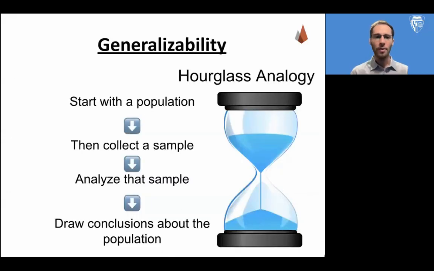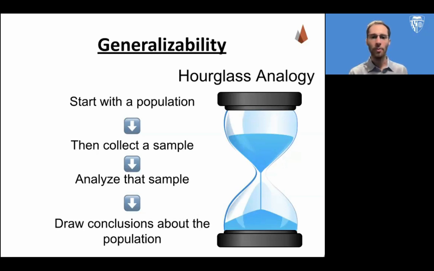Now we're going to talk a little bit about the concept of generalizability, or how we can actually derive meaningful information and knowledge about populations from our samples. And I want to share with you the hourglass analogy. So at the top of the hourglass, we start with a population of interest, and that population could be all human beings throughout the world. It could be just people living in America. It could be just children or just people with mental illnesses.